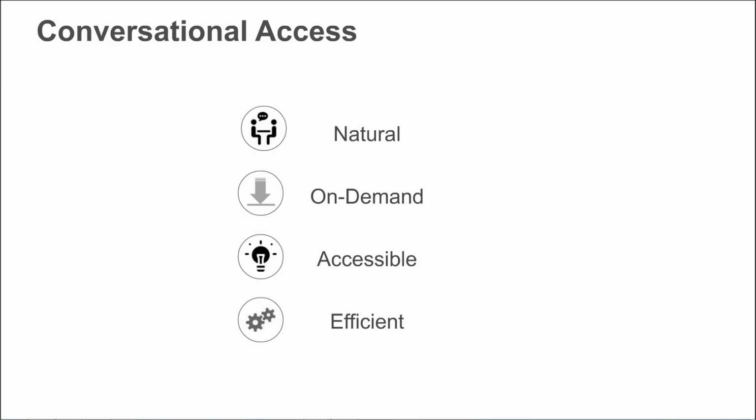What are the benefits of conversational access? They're natural, right? Having a conversation is one of the most natural things that human beings learn. They're on demand because you're talking to a bot, so it's available whenever you want to talk to it. They're accessible, so even folks that cannot type or have poor vision can just talk to a bot and get answers. And they're efficient because having a conversation is the fastest way of getting your point across.